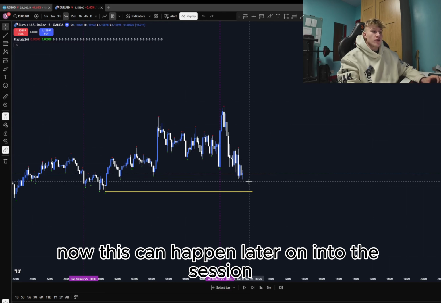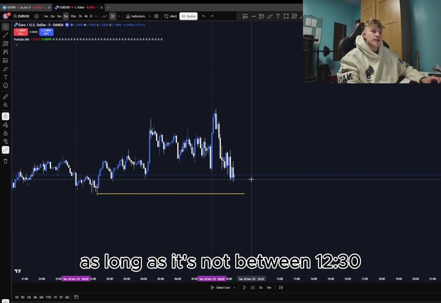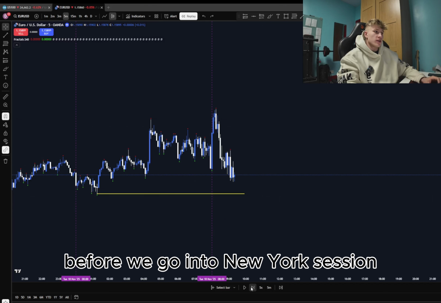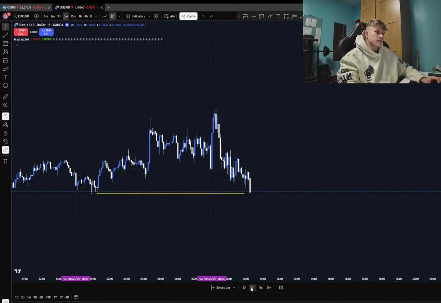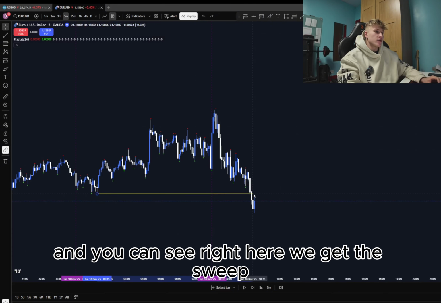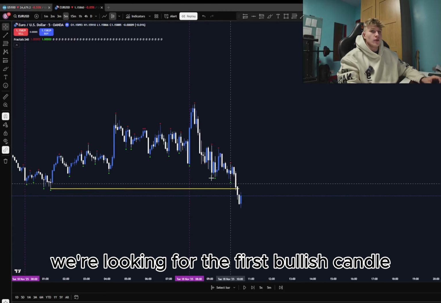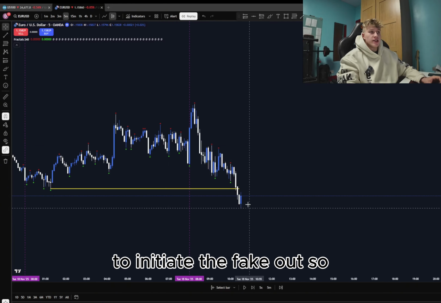Now this can happen later on into the session, as long as it's not after 12:30. That's the latest fill before we go into New York session. We're waiting for this sweep. And you can see right here, we get the sweep. As soon as we've got the sweep, we're looking for the first bullish candle to initiate the fake out.